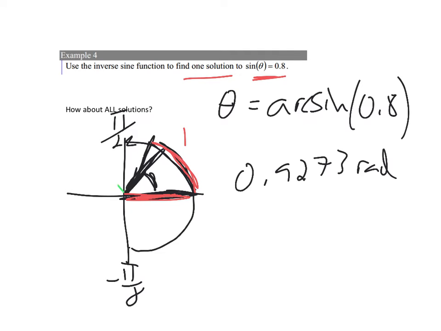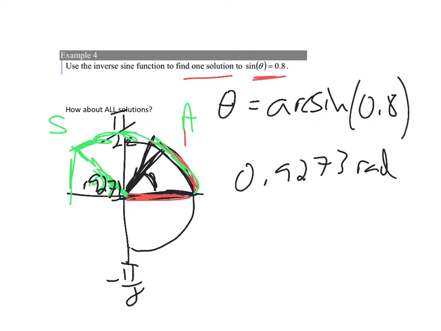And so I hope you realize, over here, all trig ratios are positive. The sine trig ratio and the cosecant trig ratio are positive over here. So that's the other angle. We know this reference angle is 0.927 here, 0.9273. So I want to find this angle.